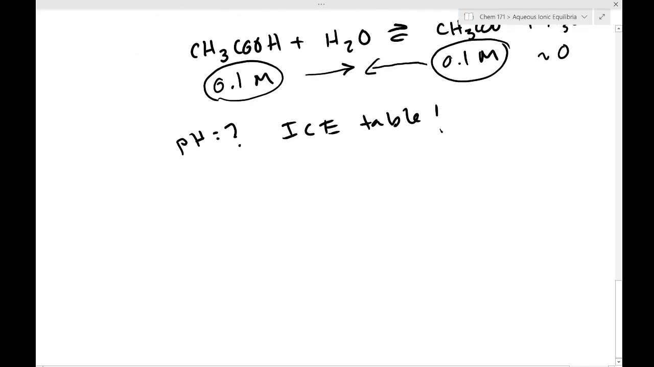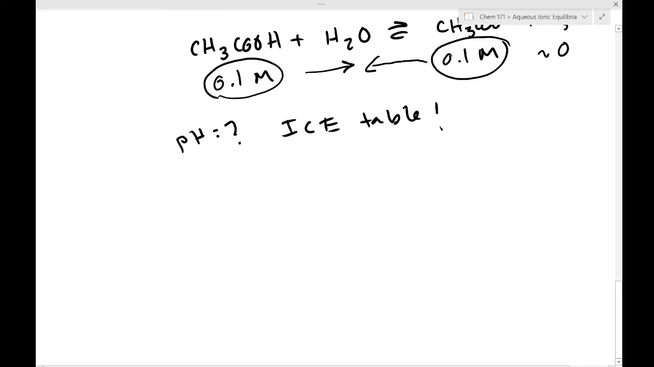And we'll come up with a shortcut here in a little bit, maybe not today, but another day. A shortcut where you don't have to use the ice table, but you have to make some assumptions to do so. The nice thing about the ice table is that it always works. You can always use it and it always works. It's just a little time consuming. Okay, let's set up our ice table, ICE.